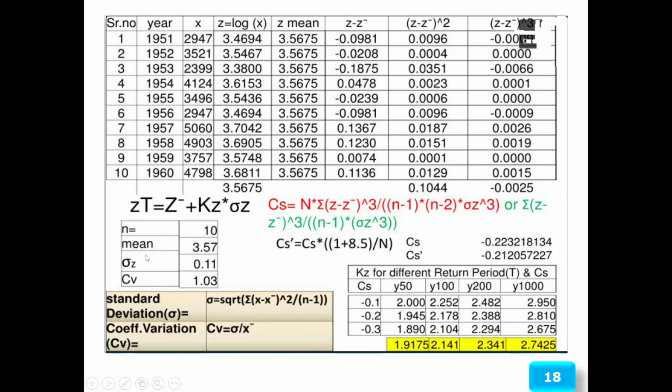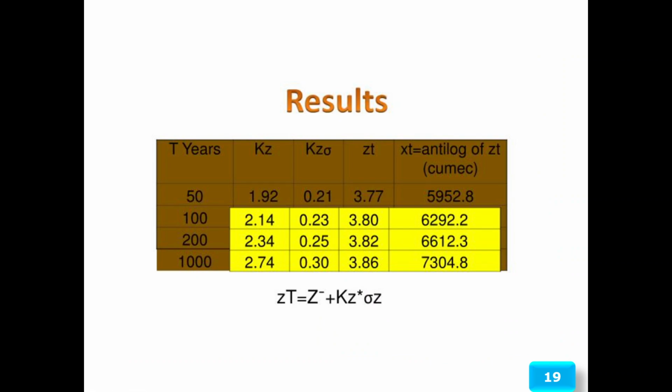So we get the mean of z, the standard deviation, and the coefficient of variation. Substituting these values into the formula, we get the simplified values. So the result is z equal to z bar plus Kz into sigma z. For 100, 200, and 1000 years, we got variation from the normal values.